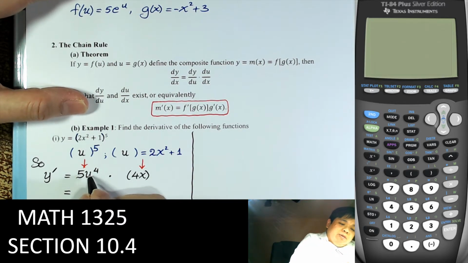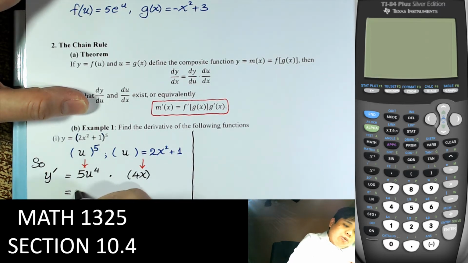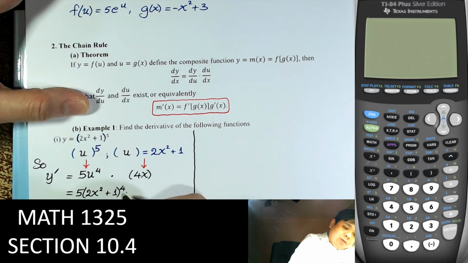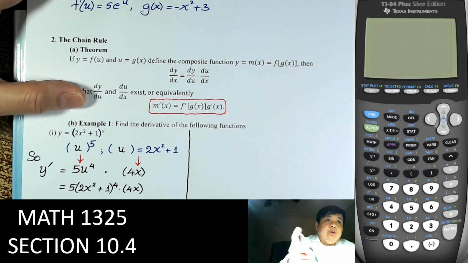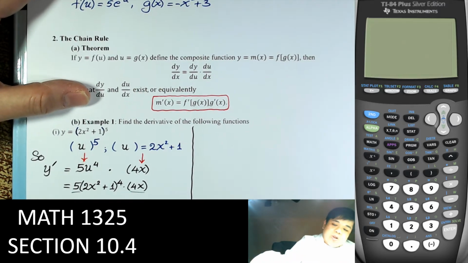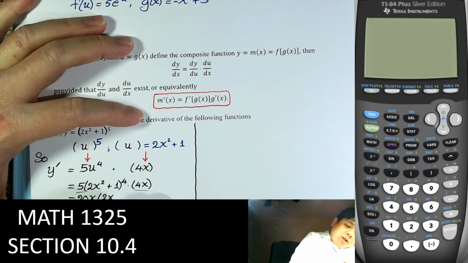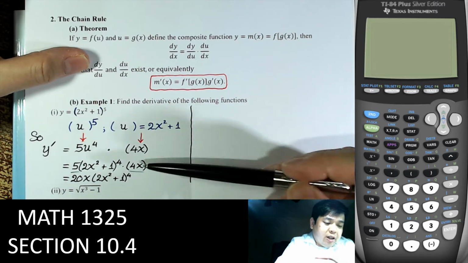Of course, we don't have u in the original function. We just have x. So we substitute 2x squared plus 1 for u. And we can multiply the 4x and 5 together. That gives us 20x, parentheses 2x squared plus 1 to the fourth. Right. So that is when we use the chain rule with the substitution like this.